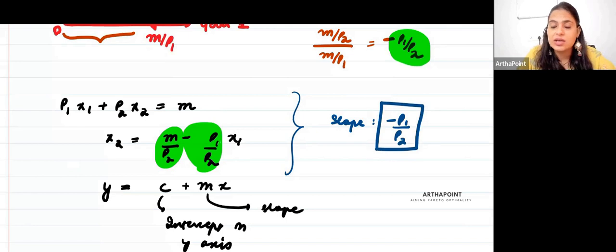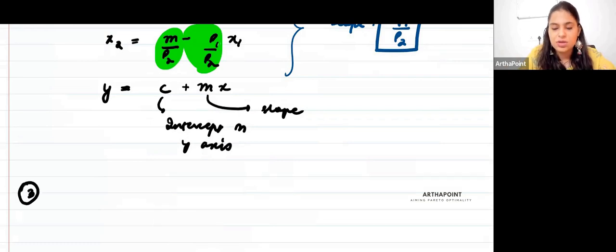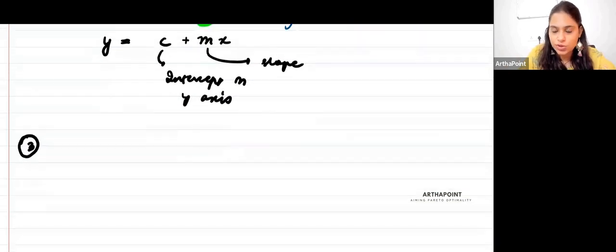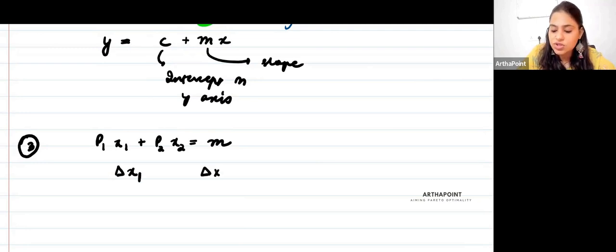There is another technique that you can use. Any one technique is fine, but you should know all of those. Let's see the third one. Let's say that I write the equation of my budget line as P1 x1 plus P2 x2 is equal to M. Now let's introduce change throughout. I am changing the consumption of good 1. I am changing the consumption of good 2.